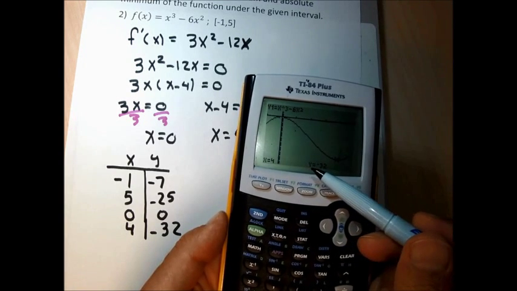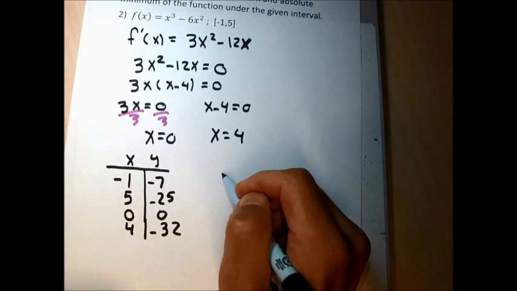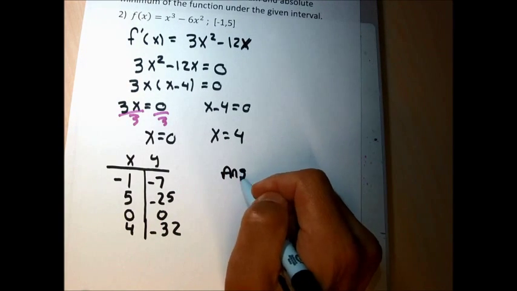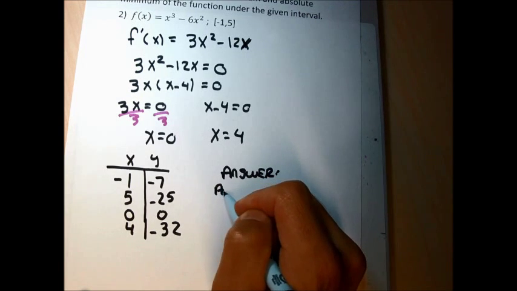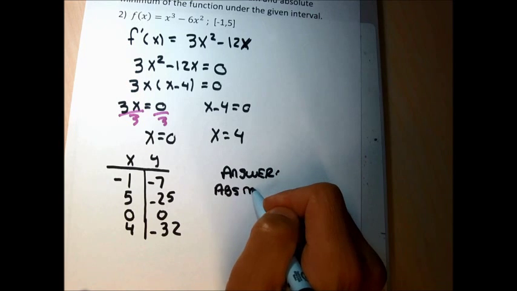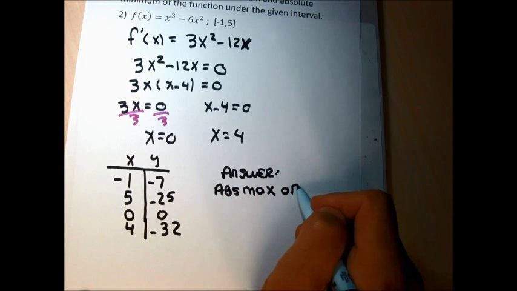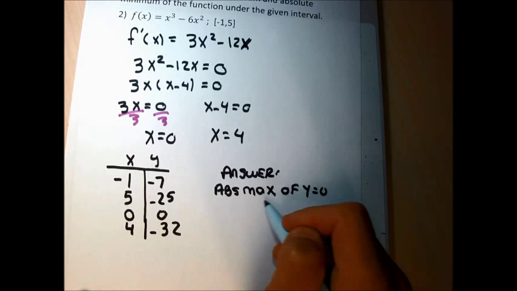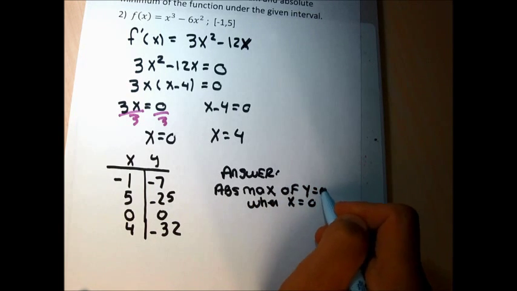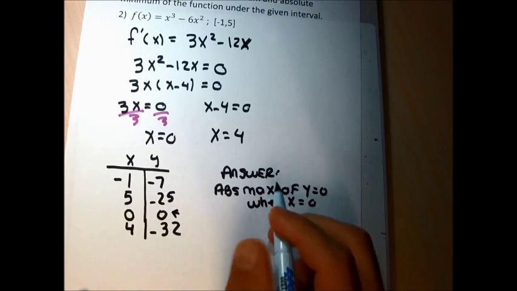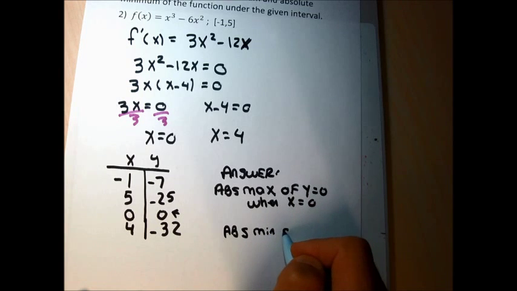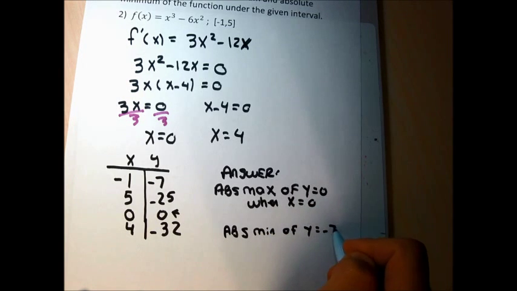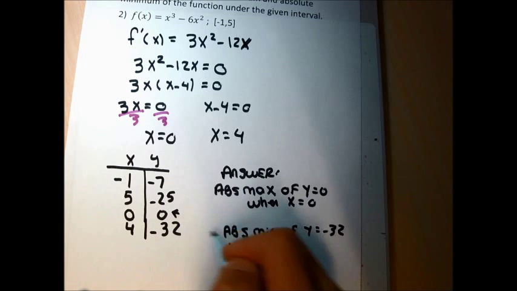So let me just try to write that up as an answer now. I'm going to write it more or less like I did the last answer. So there's an absolute max of y equals 0 when x equals 0, and that's just taking that point. And then there's an absolute min of y equal negative 32 when x equal to 4.